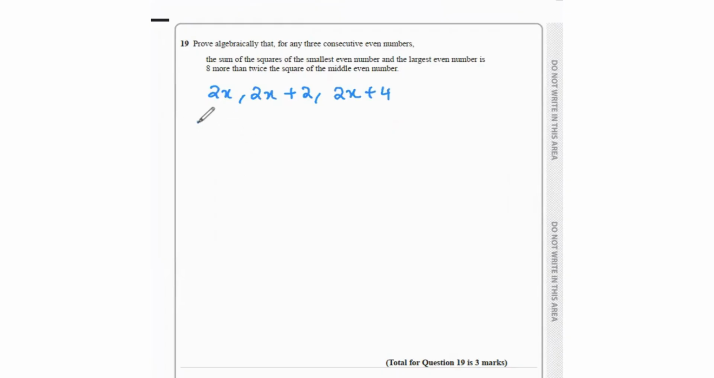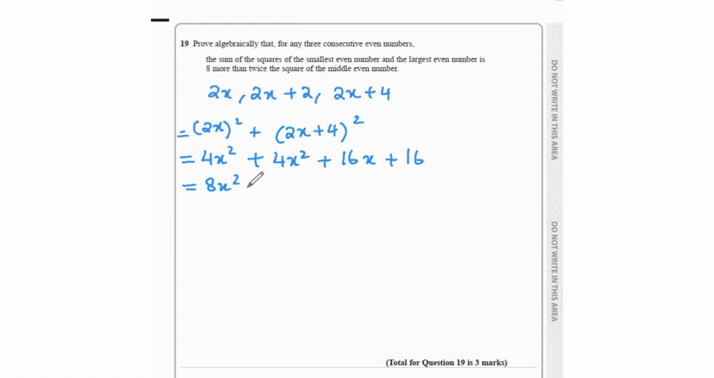So sum of the smallest and the largest. So (2x plus 4) squared. Same thing, expand the bracket. 4x squared plus 4x squared plus 16x plus 16. Next, we collect the like terms. So 8x squared plus 16x plus 16. So the result should be 8 more than twice the square of the middle even number.